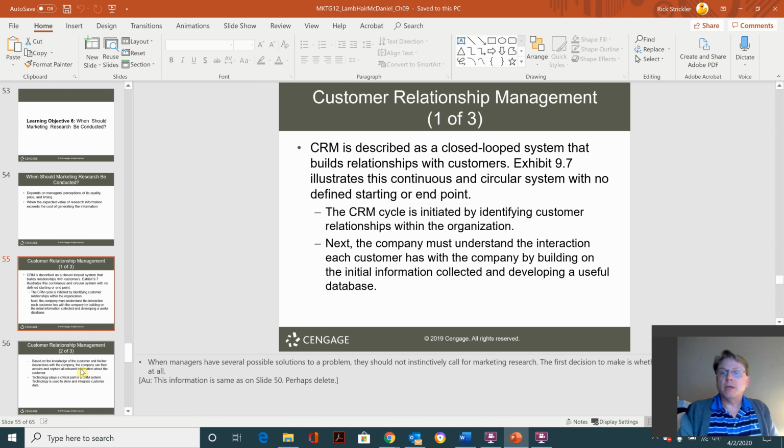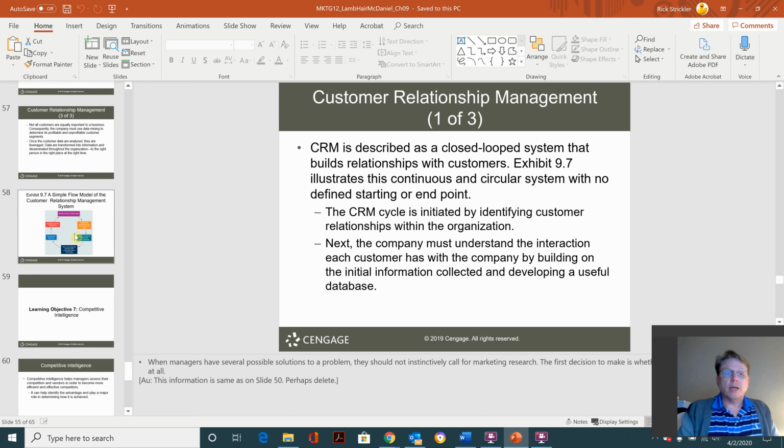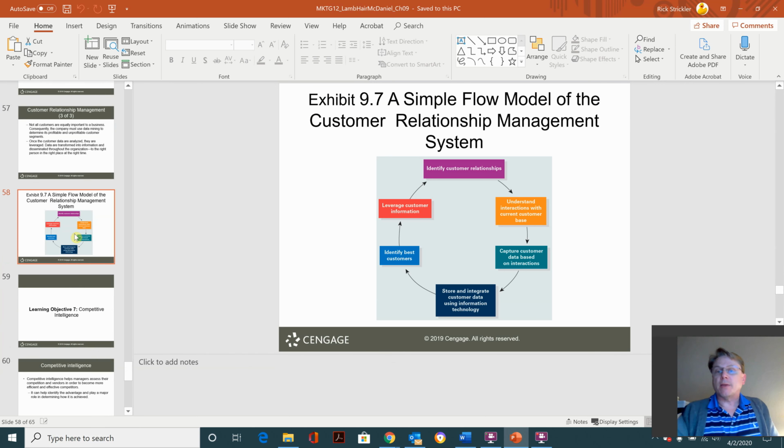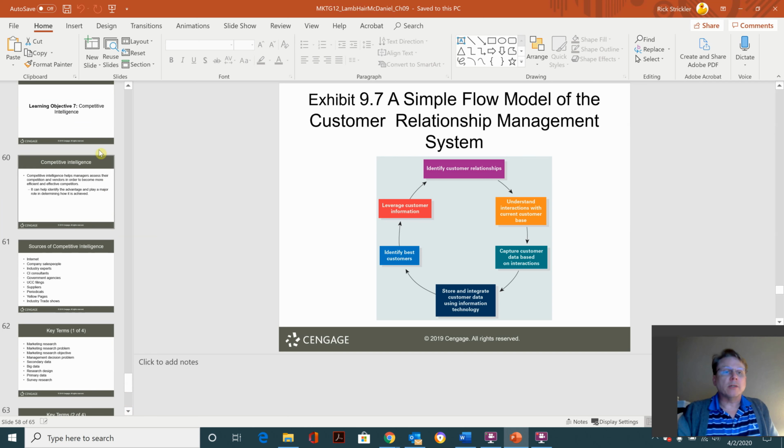Customer relationship management is described as closed loop systems that build relationships with customers. It's on Exhibit 9.7. So if we go down here, and here's Exhibit 9.7. You identify the customer relationships, you understand the interaction with the current customer base, you capture customer data on interactions, store and integrate customer data using information technology, identify best customers, and then leverage the customer information to then identify customer relationships in its big circle. This model is also found in your book.